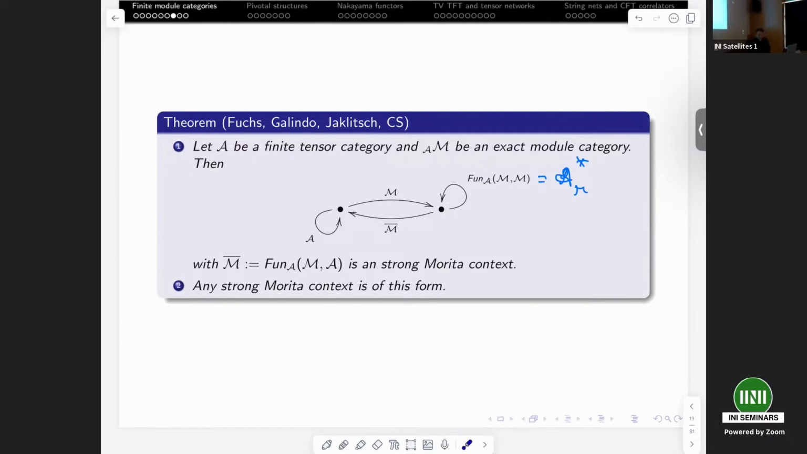Christoph? Yeah. Do you assume that M is indecomposable? Yes, sorry, I should have. Thanks. So there's a notion of indecomposability. You can show that every exact module category can be written as a direct sum of indecomposable ones. And I should have added here the qualifier that this is indecomposable. Thank you.